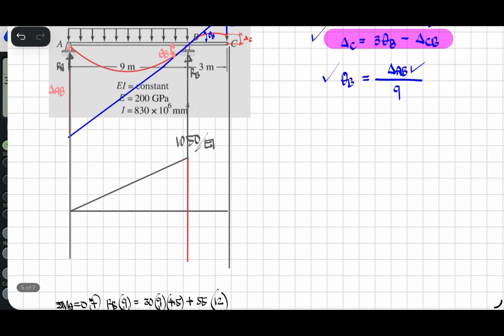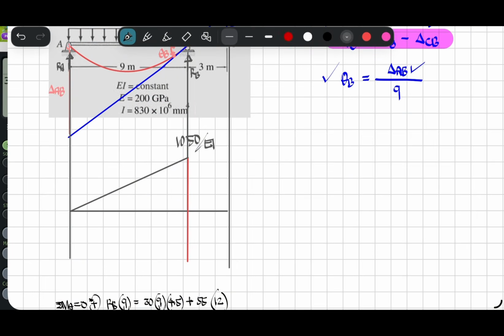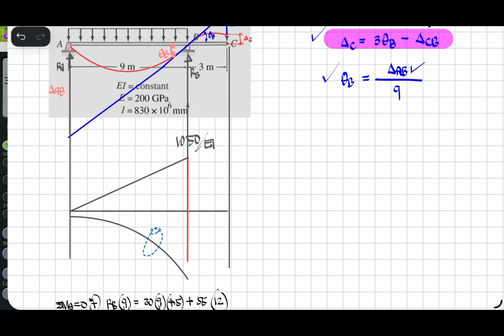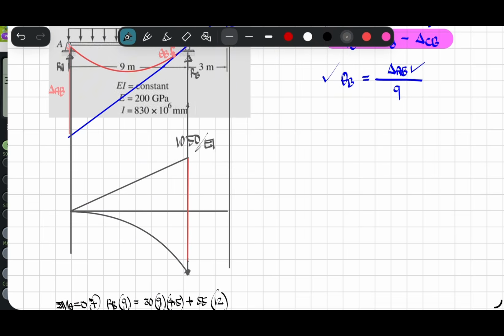Then this one is uniformly distributed, so its shear is a first degree diagonal, and its moment diagram is parabolic. Okay, so this is 1215 over EI.